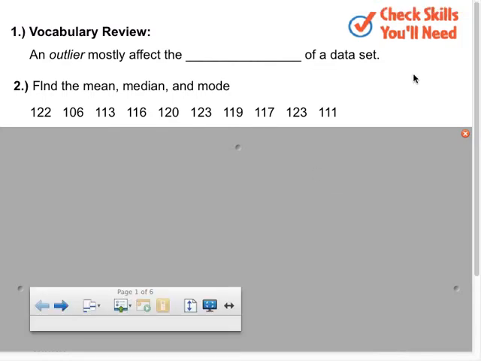Okay, this is Unit 5, Lesson 7, second semester, 7th grade math. Vocabulary review. An outlier mostly affects the blank of a data set.